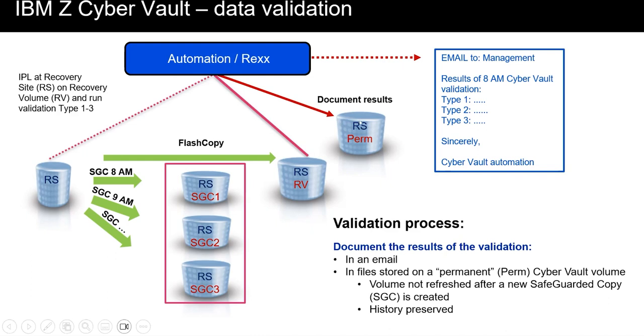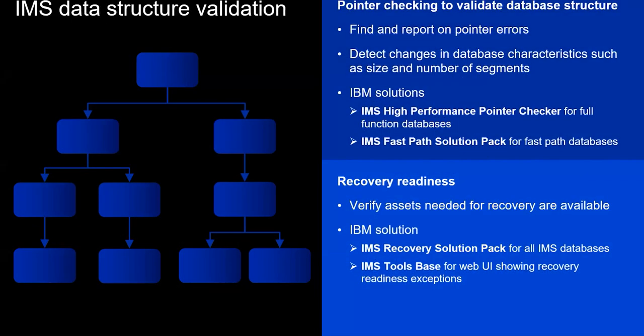So again, I use this permanent volume maybe to keep the data. I might also have automation in place that lets people know that we have a good validation, for example. So when we talk about data structure validation, I mentioned pointer checking to validate the database structure, and it can also detect changes in your database characteristics, such as the size and number of segments. So if it detects there's a significant change in your database characteristics, that might also be a flag in your data validation to say, hey, let's go make sure this is correct, or this is an indicator that somebody's been making unauthorized changes to the database.